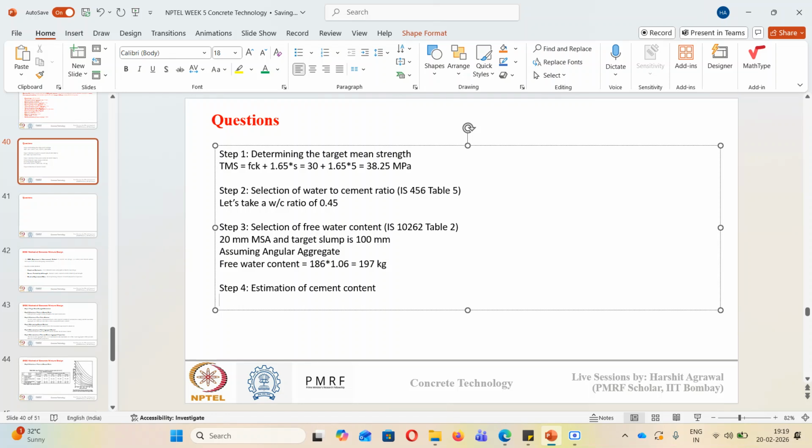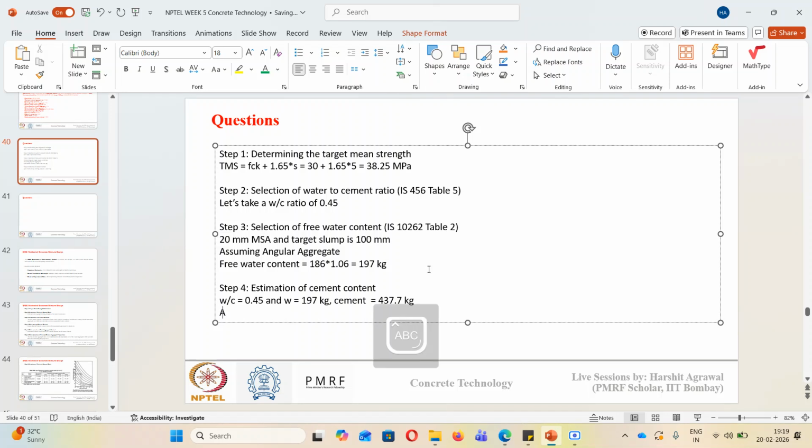Okay, so we know W by C ratio is 0.45 and W is equal to 197 kg. So cement will be equal to 437.7 kg, that is 197 divided by 0.45. Now we need to check it from IS 456.